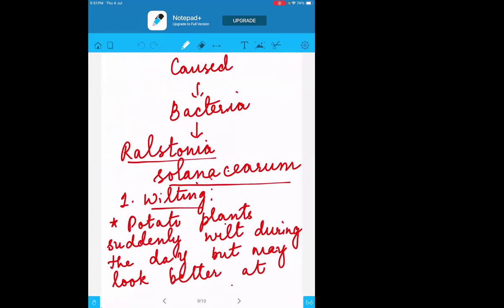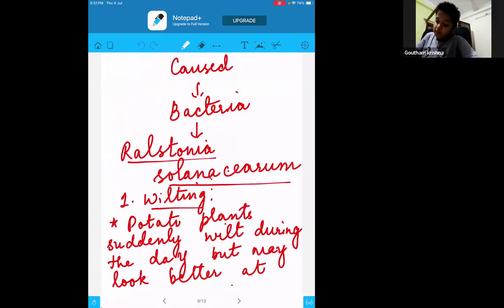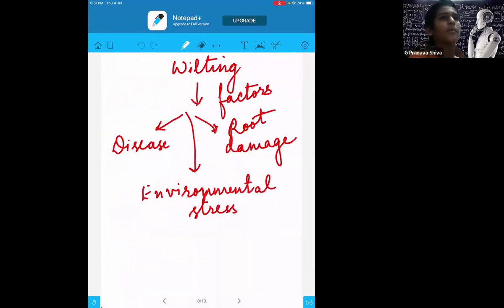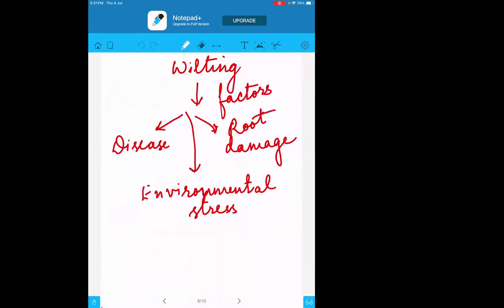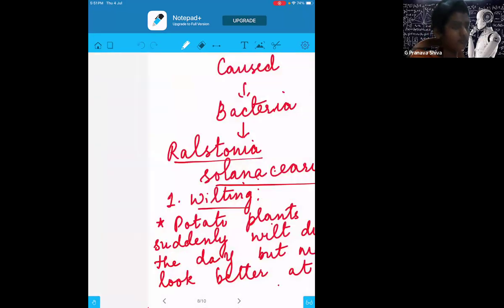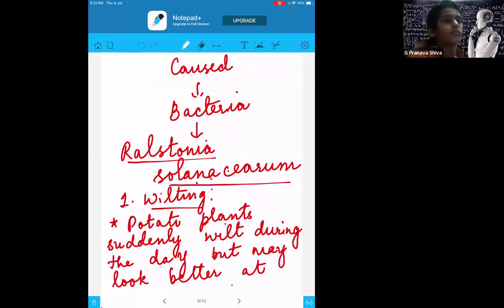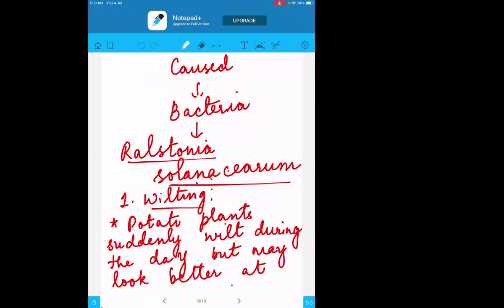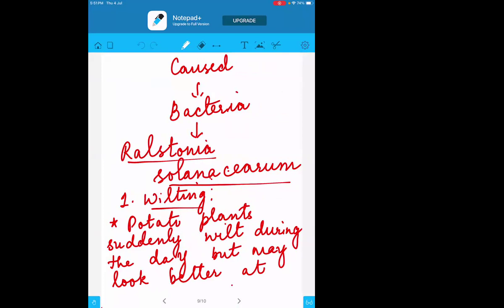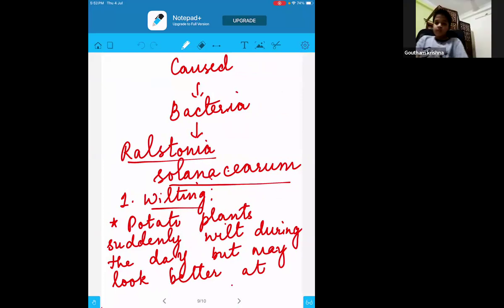Clear, children? Ma'am, you'll be posting these notes. This page or the next one? The last one. If we cut down the stem, it will look brown. Okay, everybody has finished this page? Yes, ma'am.